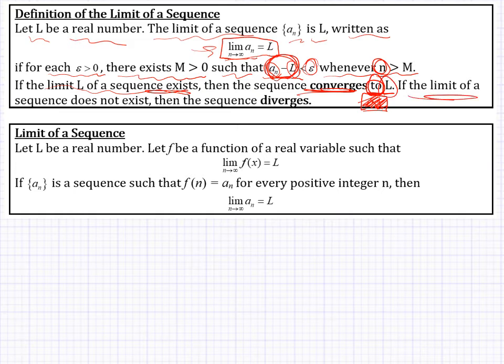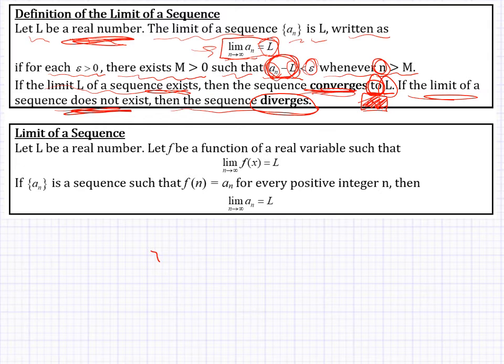And if the limit of the sequence doesn't exist, which could happen, then the sequence diverges. Remember, L has to be a finite real number. L has to be a single finite real number in order for the sequence to converge, in order for the limit to exist.